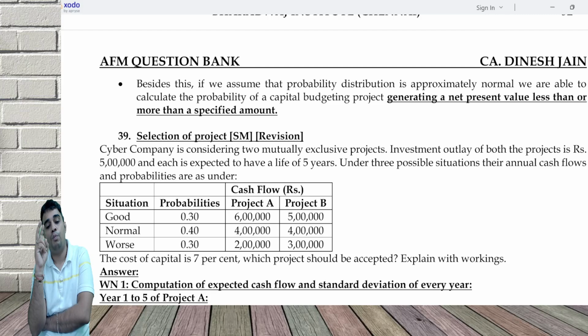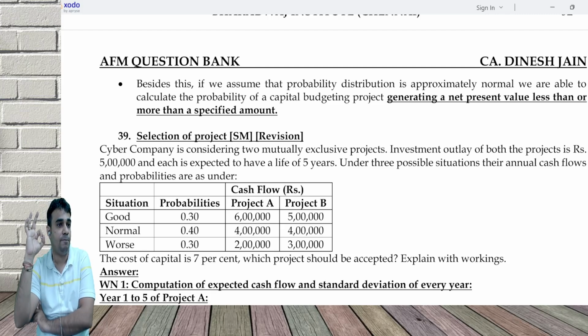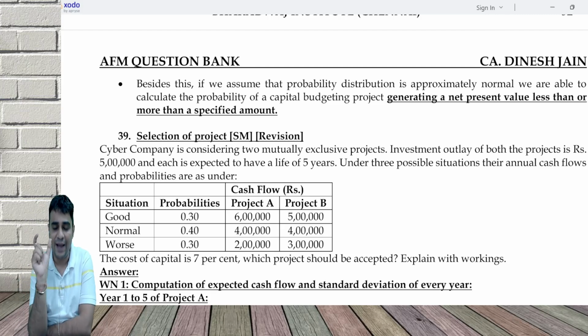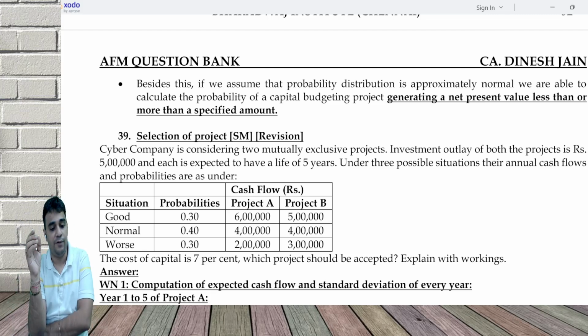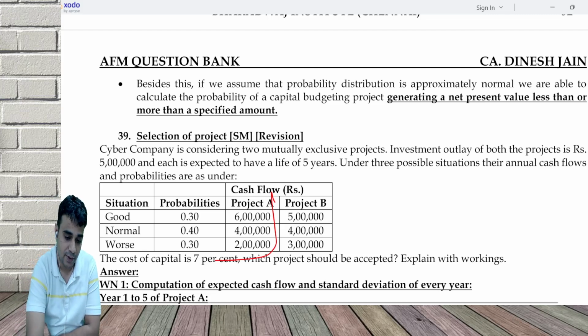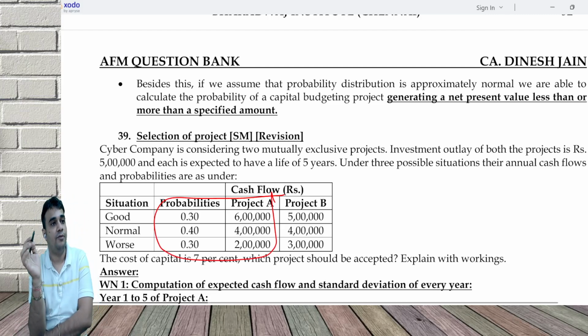You have two possible approaches here. The first approach is to calculate 3 different NPVs. How will I calculate 3 different NPVs? 5 lakh is my initial outflow. 6 lakh is the inflow for all the 5 years, or 4 lakh is the inflow for all the 5 years, or 2 lakh is the inflow for all the 5 years, or you take a weighted average.